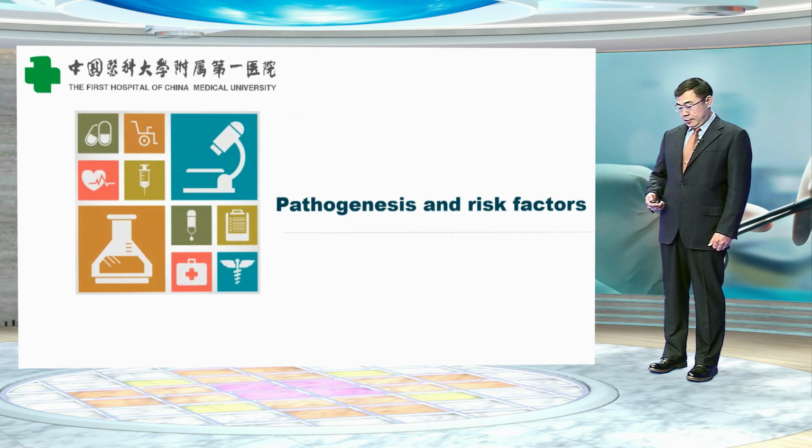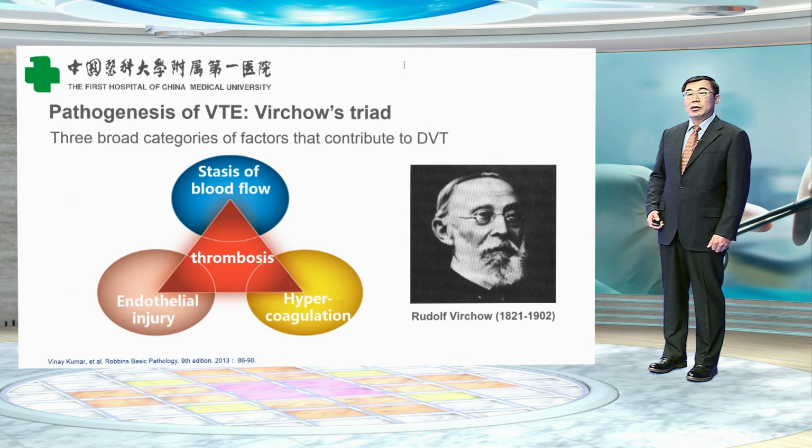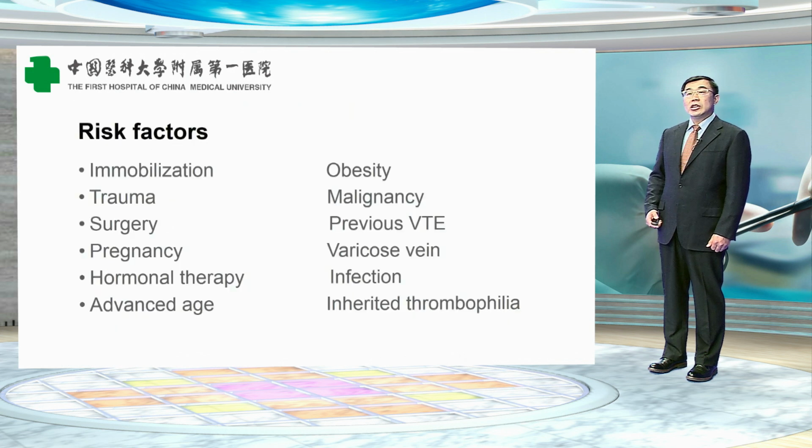Pathogenesis and risk factors. Virchow's triad is the cornerstone for assessment of risk factors for DVT, with broad categories of factors that contribute to DVT, including stasis, endothelial injury, and hypercoagulation. Risk factors include immobilization, trauma, surgery, pregnancy, hormonal therapy, advanced age, obesity, malignancy, previous VTE, varicose vein, infection, and inherited thrombophilia.